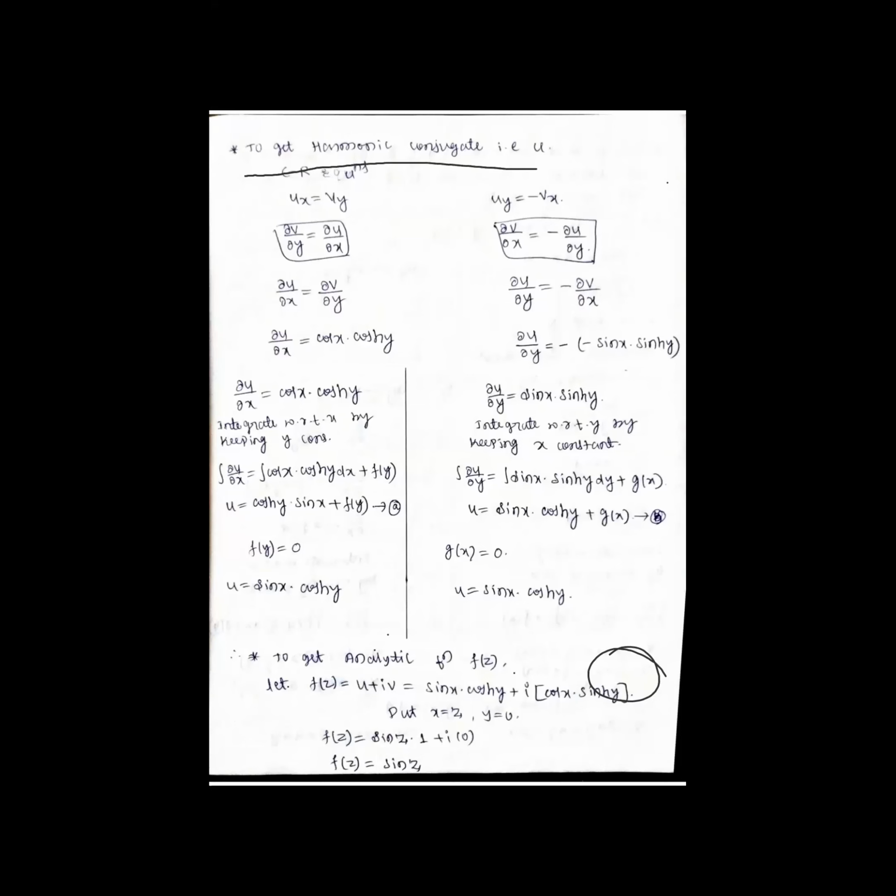Please try to, in your notes here, make it as sine hyperbolic of y. So therefore, next you get the harmonic conjugate U. How is it harmonic? Both are in minus sign, sir. No, both don't have a minus sign.